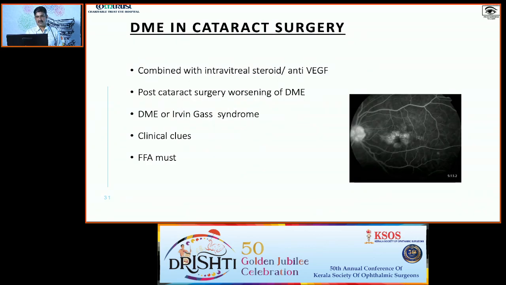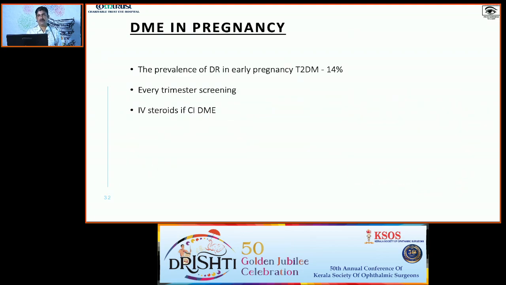In cataract surgery, if there is macular edema, you can always combine it with an intravitreal steroid or anti-VEGF. And if there is post-cataract surgery worsening of DME, always think of pseudophakic CME. Do an angiography to rule it out. A hot disc and the petaloid pattern will tell you that this is pseudophakic CME, so the treatment is totally different. Otherwise, if you see the microaneurysms leaking, then you think of DME and start the same protocol as you do in a normal DME case.